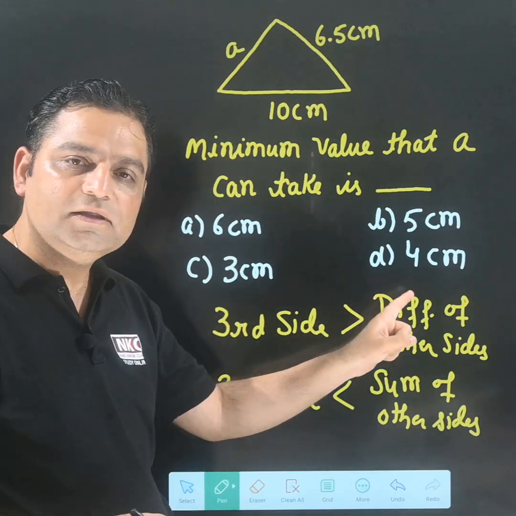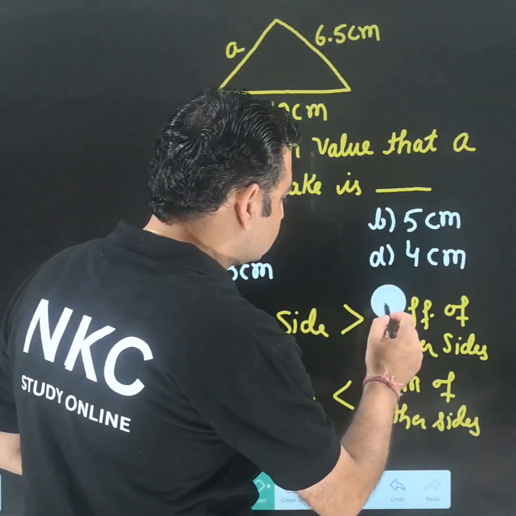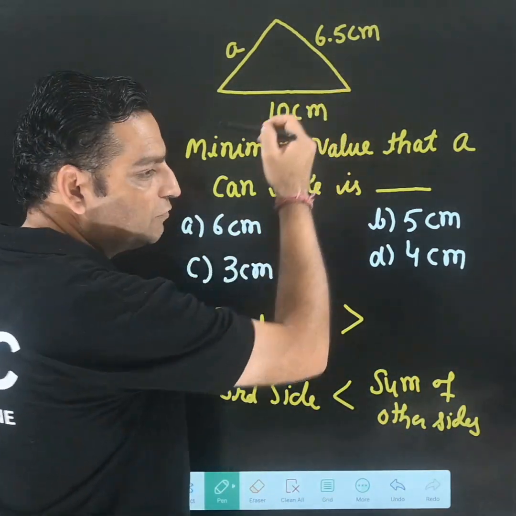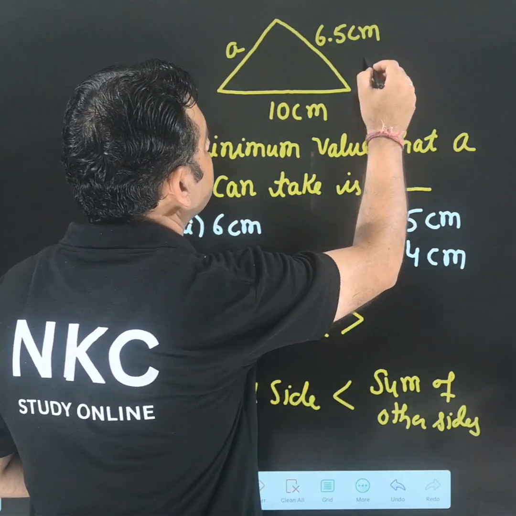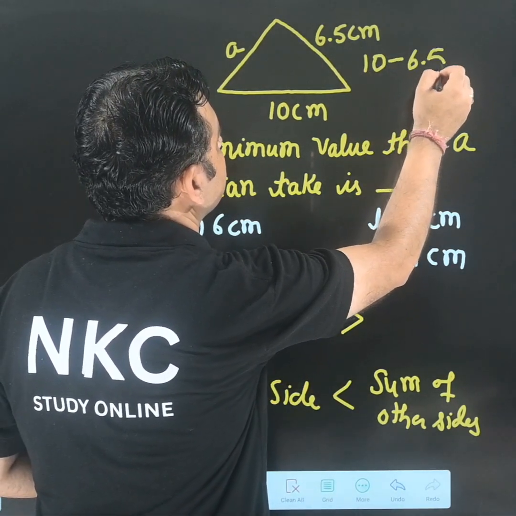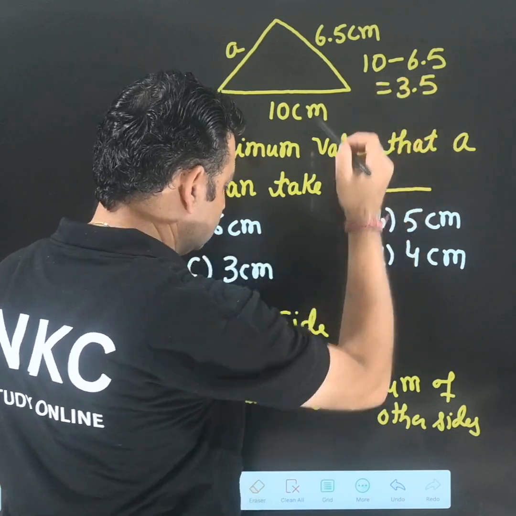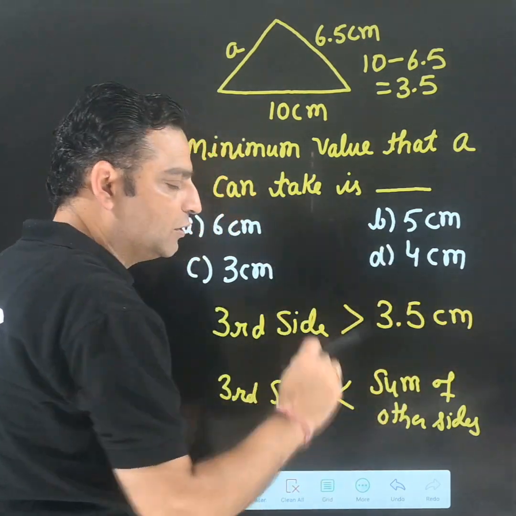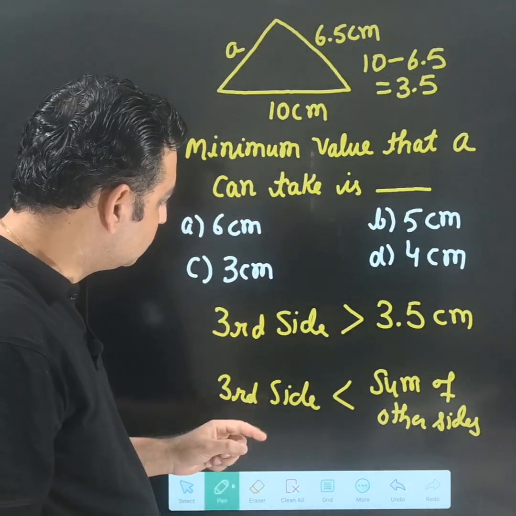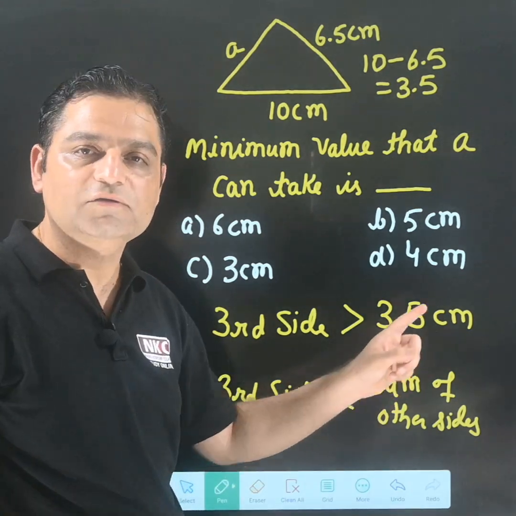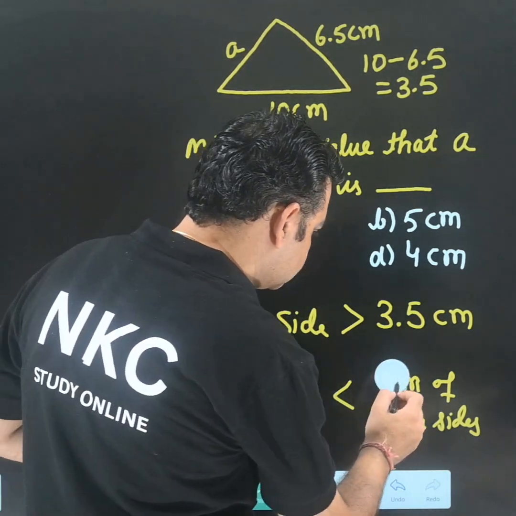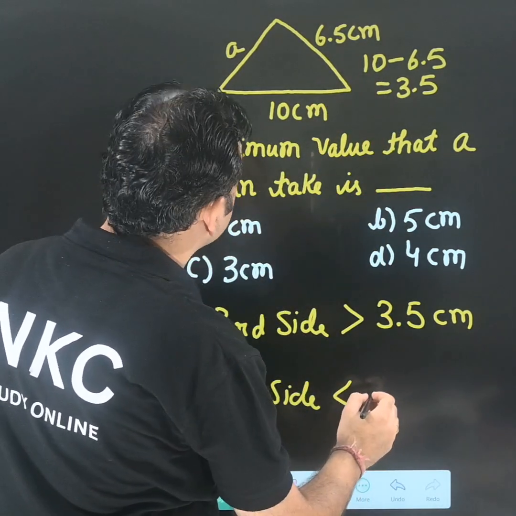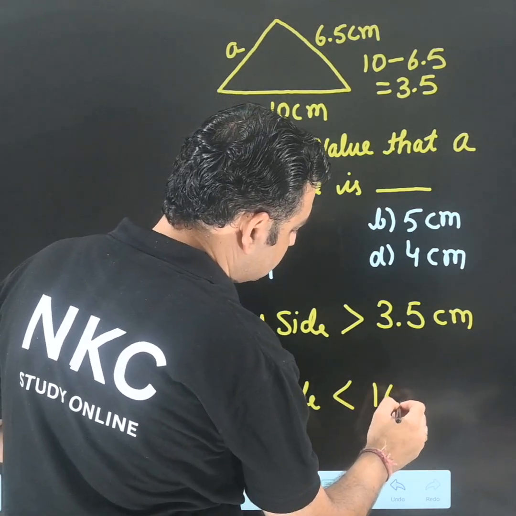Now, the third side is greater than the difference. Let me see what the difference is. What is the difference of 10 and 6.5? If you find the difference, 10 minus 6.5, you will get 3.5. So I'm sure that the third side is going to be greater than 3.5 centimeter, right? Also, the third side should be less than the sum of the other two sides. That means my third side is lesser than their addition. 10 plus 6.5 is 16.5.